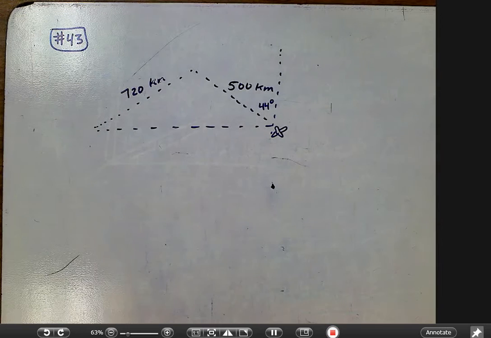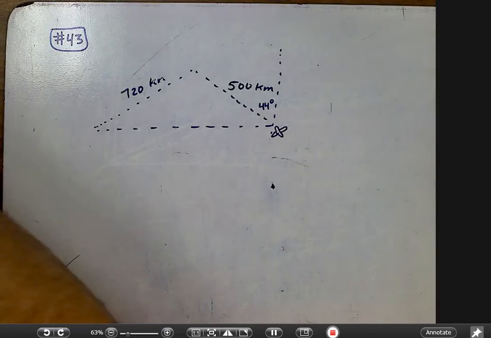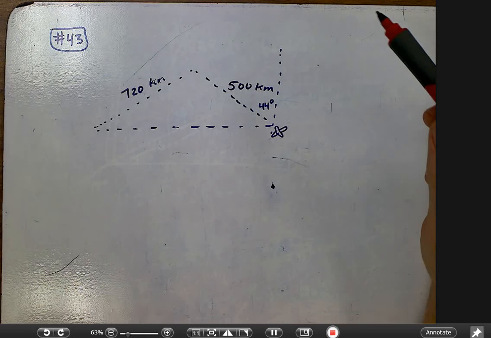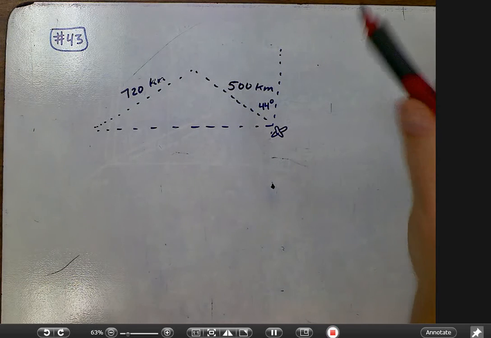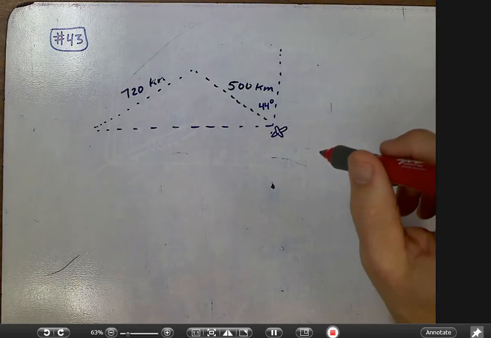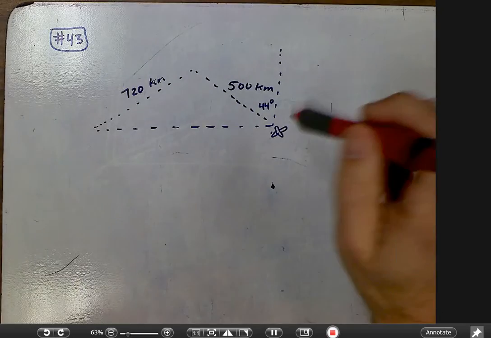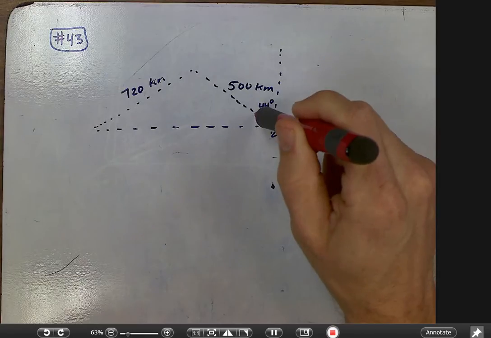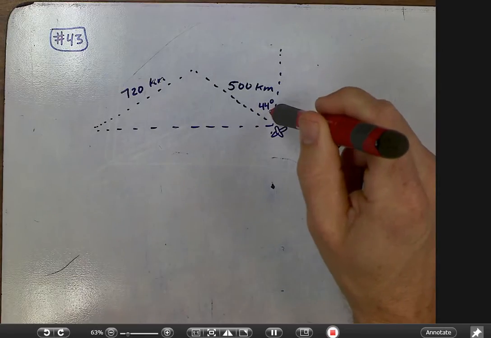See if you guys can figure out number 43. I'll read through it and point out how I came up with my picture, which I believe is also in the book. But it says that a plane flies 500 kilometers with a bearing of 316 degrees. So the bearing of 316 degrees says it's clockwise from north. So 316 degrees would be clockwise, north would be back to here. I put in 44 degrees because 360 minus 316 is 44 degrees.